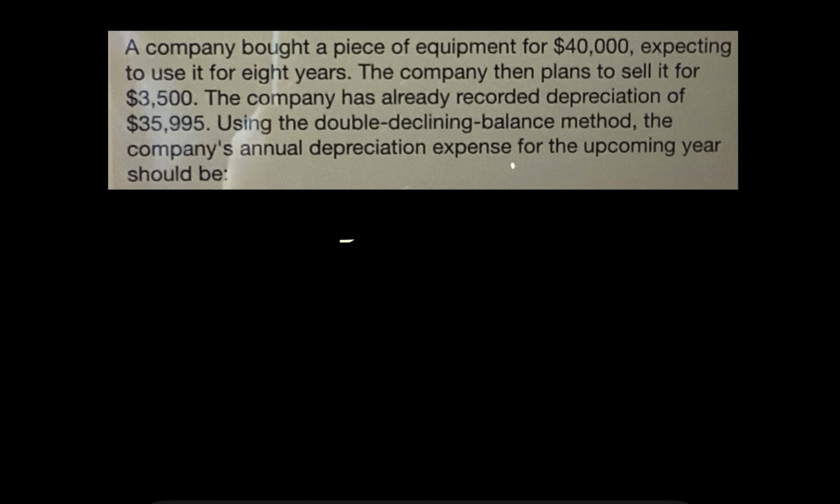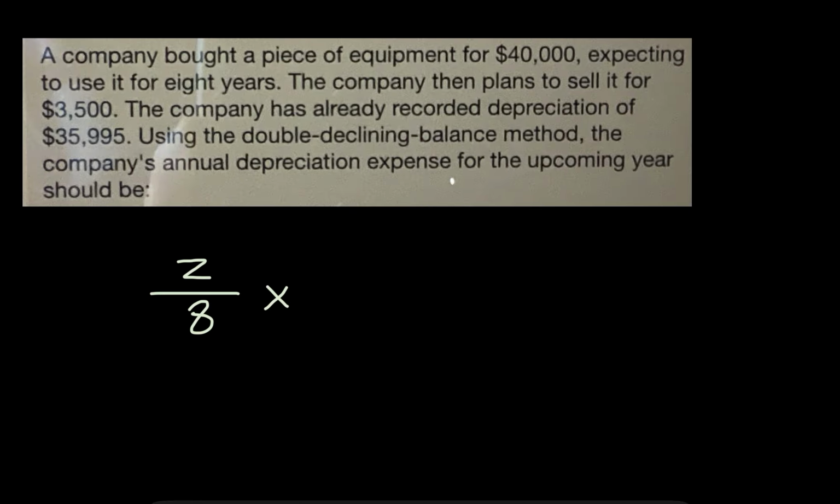In today's video, we will solve a problem about depreciation expense using the double declining balance approach. So the question is, what is the depreciation expense for the upcoming year? And the formula is 2 divided by the useful life multiplied by the book value. The book value is cost minus accumulated depreciation.